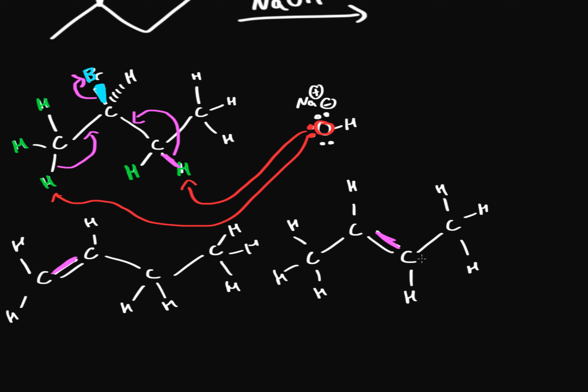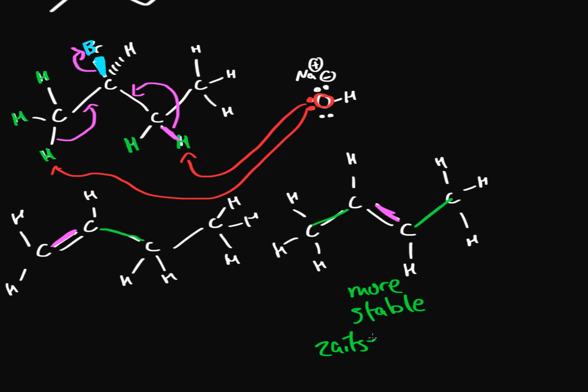Now, generally, by alkene stability, the more substituted an alkene is, the more stable it is. So over here, since we have two carbon bonds to our alkene, it's di-substituted. And over here, we have one carbon bond to it, so it's only mono-substituted. So this is actually more stable because it's more substituted. And this is called the Zaitsev product. So the Zaitsev product is the one that is more substituted, and over here, which is less stable, is our Hofmann product.